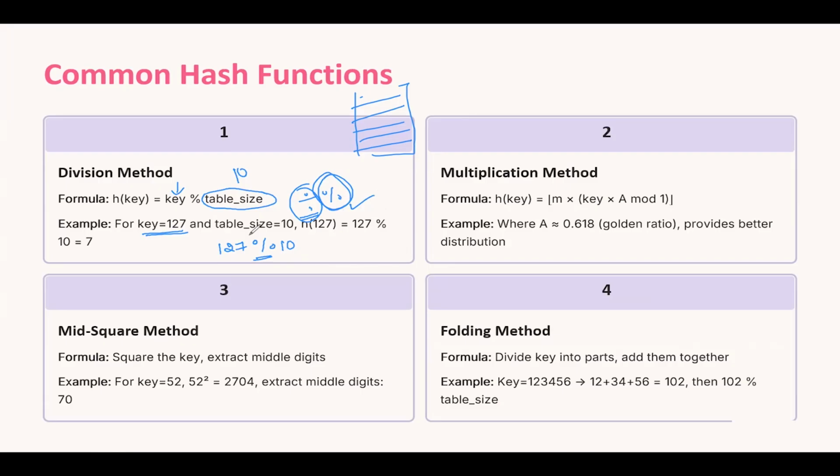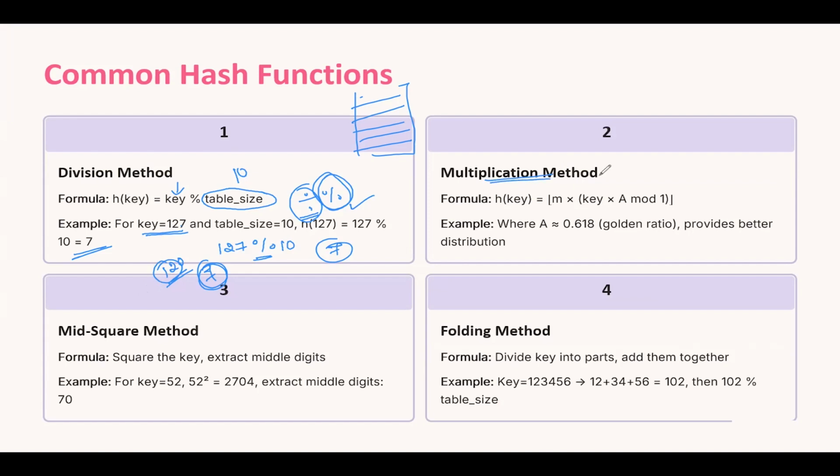All right. So 10 divides 127 twelve times, and the remainder is 7. So 7 is going to be the output. The index generated here is 7. Okay, this is called the division method.